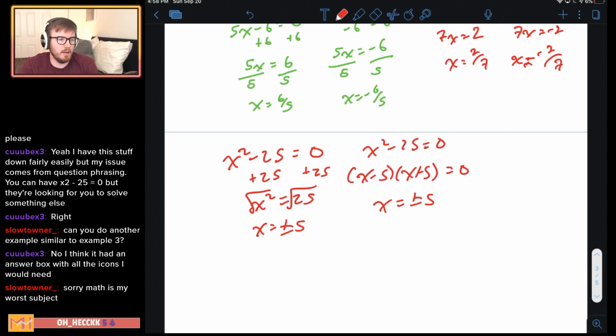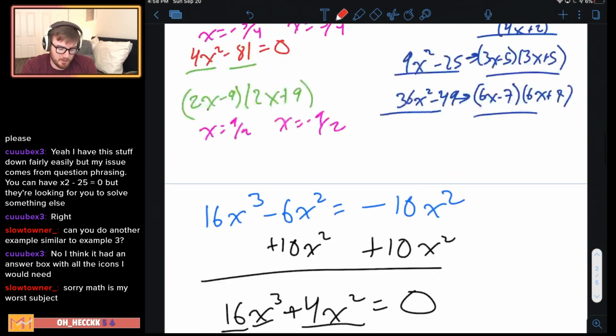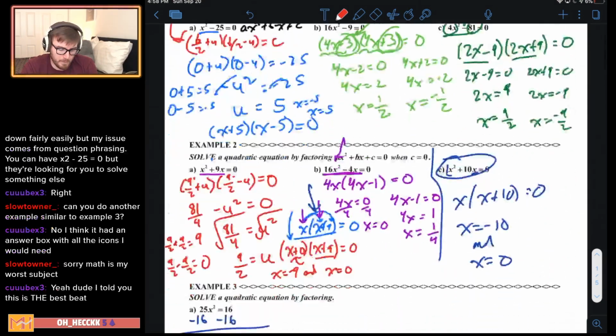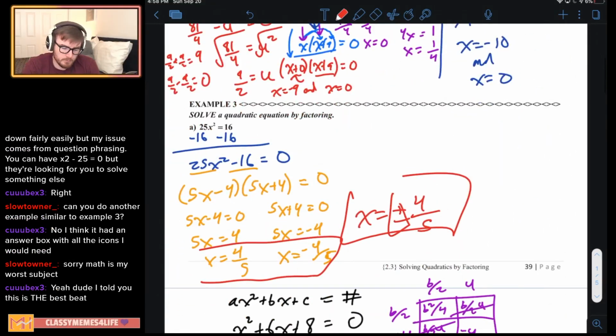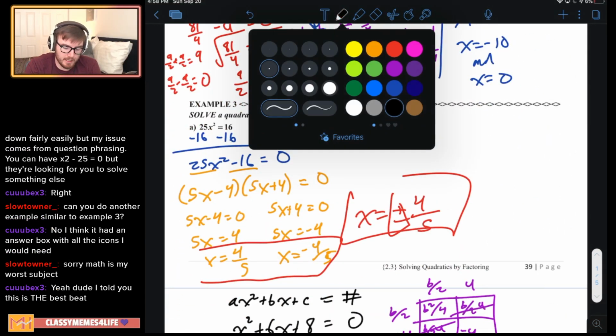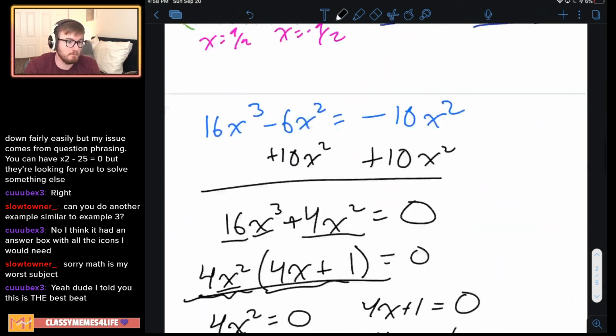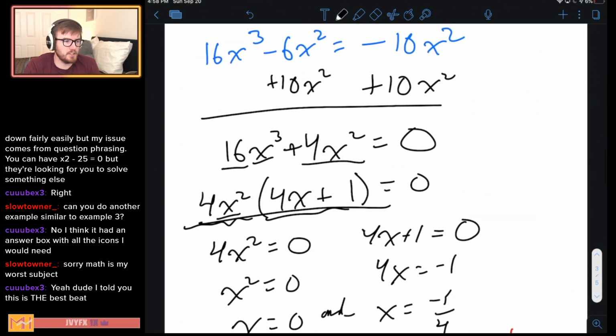Could you do another example similar to example 3? For sure. So example 3 is literally the same thing. Oh, is this the one you were referring to?